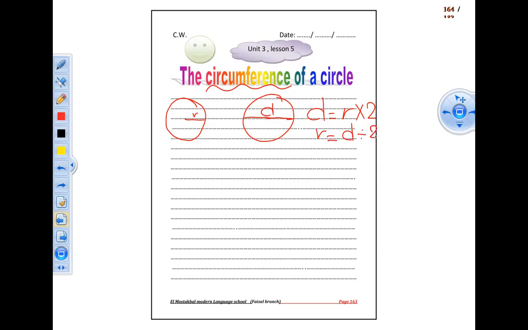Now, to get the circumference, we have two rules. The first one, we put in our triangle: circumference equals 2 times pi times r. And if we have the diameter, we have another rule, which is pi times d. Okay, and now we can get to the problems.